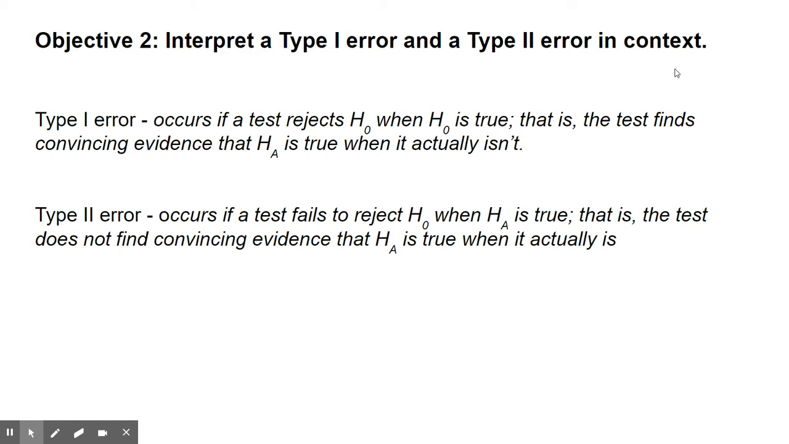So we reject the null, but the null is true. And a type 2 error occurs if a test fails to reject the null when the alternative is true. That is, the test does not find convincing evidence that the alternative is true when it actually is. So in type 1, we went with the alternative, we shouldn't have. In type 2, we did not go with the alternative, but we should have. Okay, so that's the idea here.